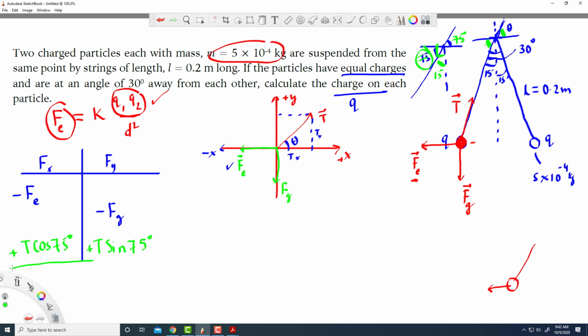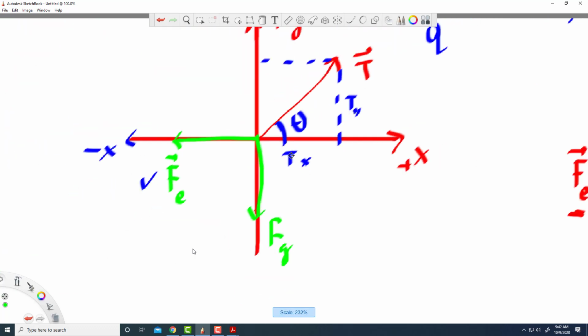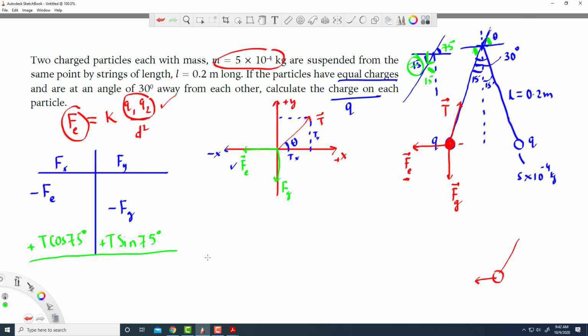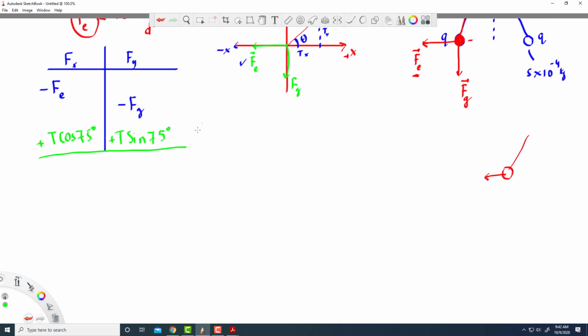So that's the forces. Now we know from Newton's second law, the sum of the x forces is equal to ma, and the sum of the y forces is also equal to ma, but in the y direction. Now there is no acceleration, it's in equilibrium. This object is not moving up, down, left, or right, so that means there is no acceleration along both x and y. That means the sum of x should be equal to 0.